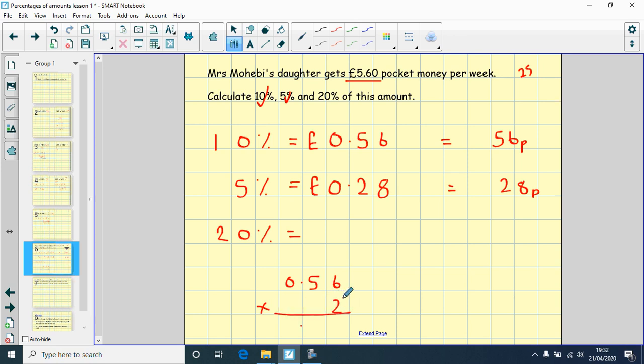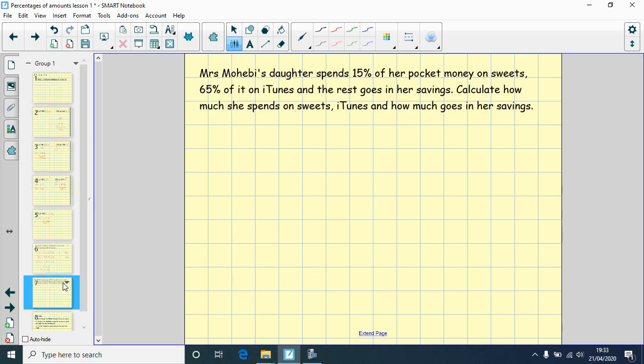Decimal point in. 2 times 6 is 12, 2 there, a little 1 there. 2 times 5 is 10, add 1. 1 there, 1 there. 2 times nothing is nothing, add 1. So that would give us £1.12. And remember, we don't put the pence sign if we've got the pound sign. And we've done 20%.